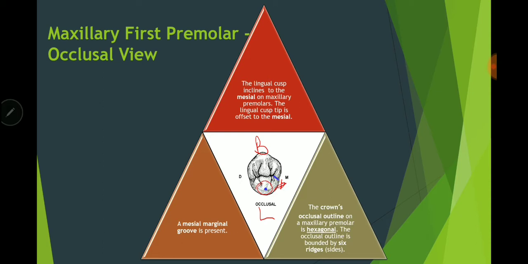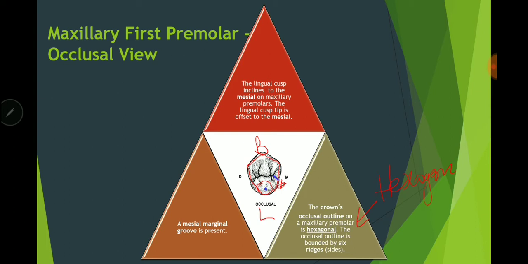Now, the crown's occlusal outline on maxillary premolars is a hexagon, as you can see. The occlusal outline is bounded by 6 ridges, meaning six sides, because it's a hexagon. So, 6 sides.